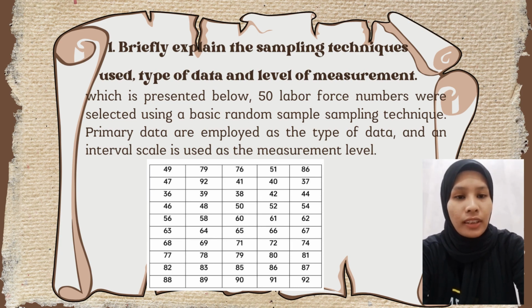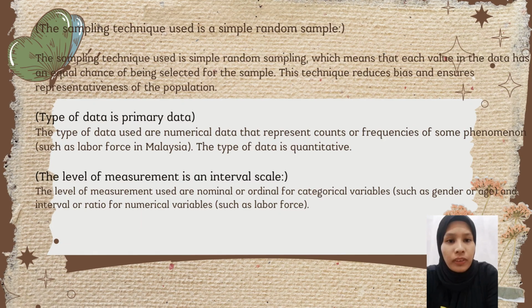Based on the labor force statistics from Malaysia presented below, 15 labor force numbers were selected using a basic random sampling technique. Primary data are the type of data and an interval scale is used as the measurement level. First, the sampling technique used is simple random sampling, which means that each value in the data has an equal chance of being selected for the sample.